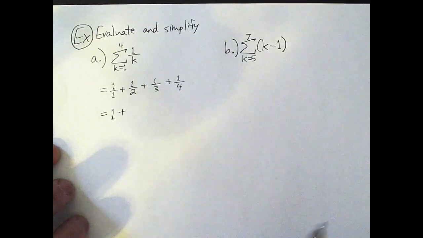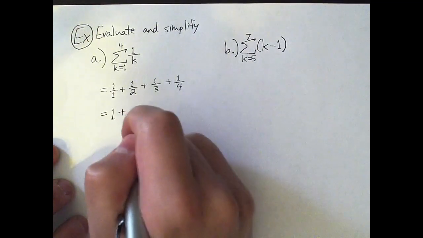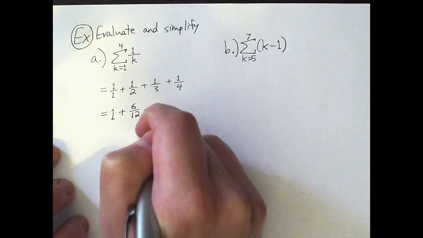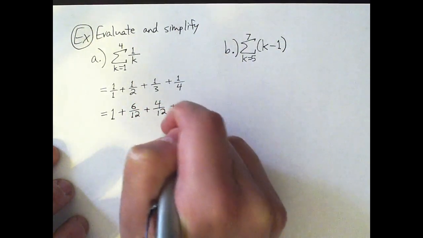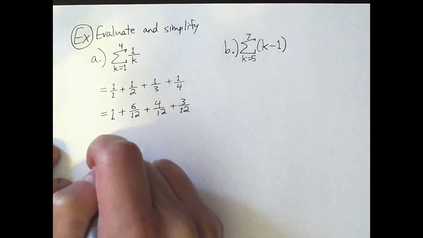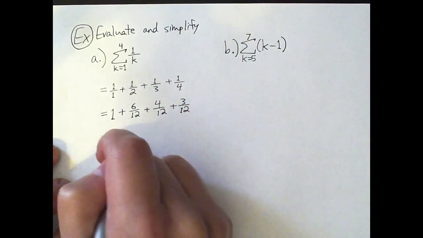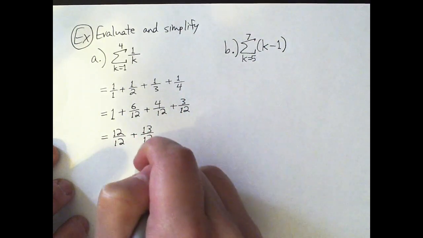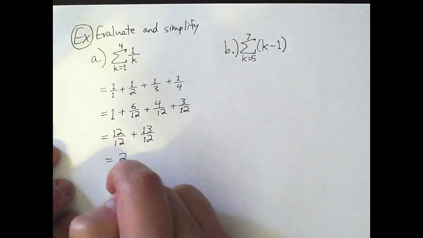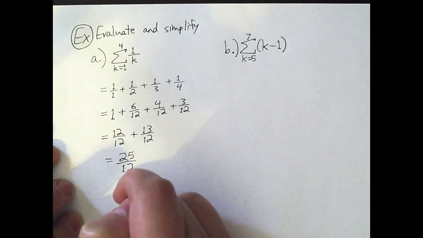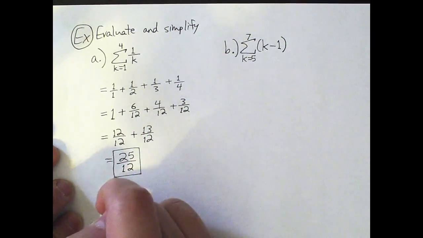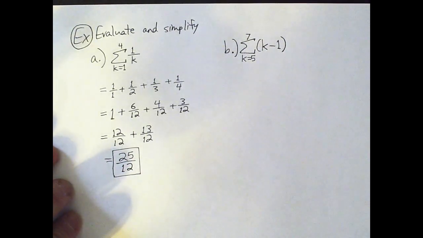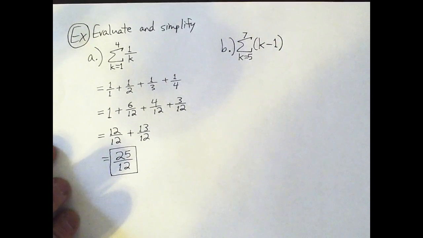1/2 plus 1/3 plus 1/4. How do you add those together? Find a common denominator. Common denominator of 12 works well. Right? We know how to add fractions. This is 12 over 12 plus 13 over 12. So final answer, 25 over 12. I guess it could be written as a decimal also, but I like 25 over 12.